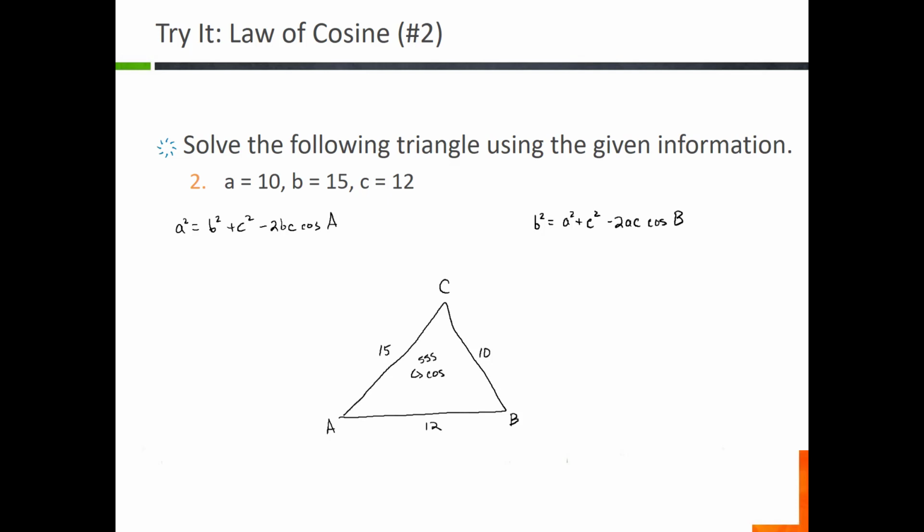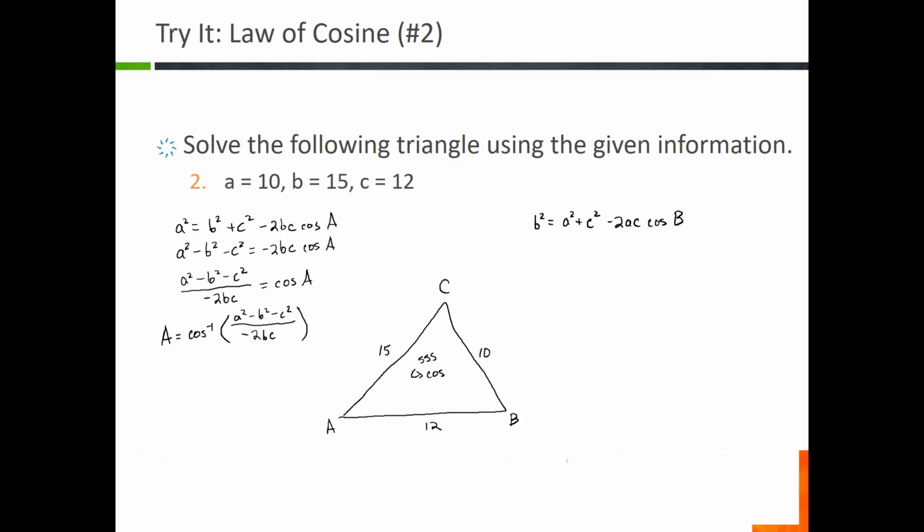So before I plug numbers in, let me just do the algebra here. If we go back to our equation with A, we need to solve for angle A, which means we need to solve for the cosine. So that means we need to subtract the b squared and the c squared over. So we're going to have a squared minus b squared minus c squared. That'll equal negative 2 times bc times the cosine of A. We then need to divide the 2bc over. So we're going to have a squared minus b squared minus c squared divided by negative 2bc, and that's equal to the cosine of A. And to get rid of the cosine, we have to take the inverse cosine. So A is going to equal the inverse cosine of a squared minus b squared minus c squared all over negative 2 times b times c.